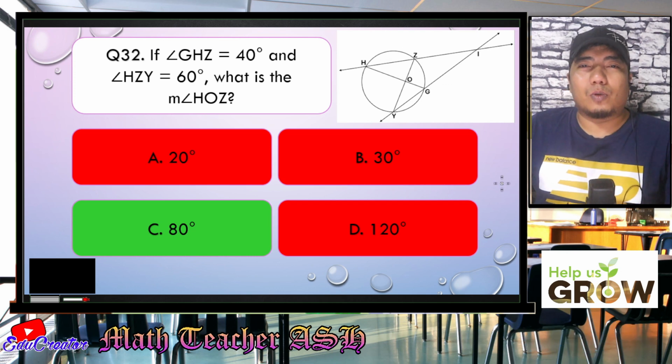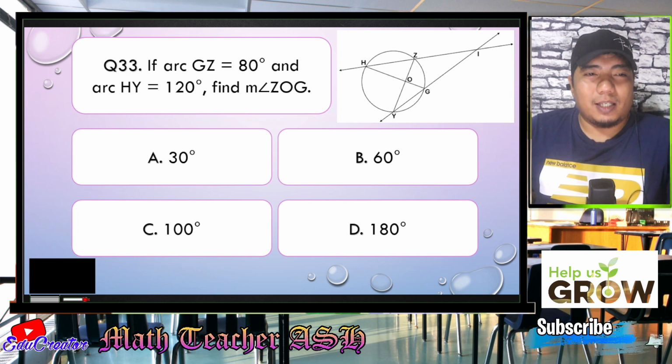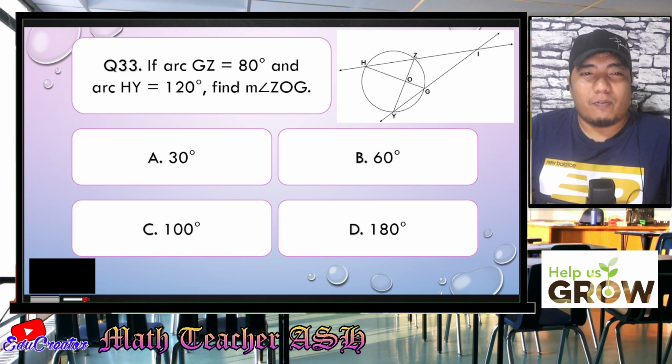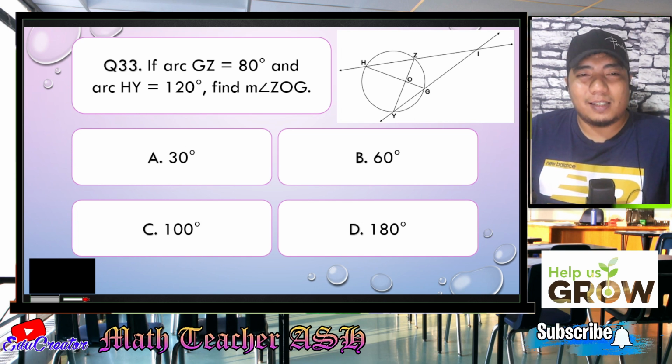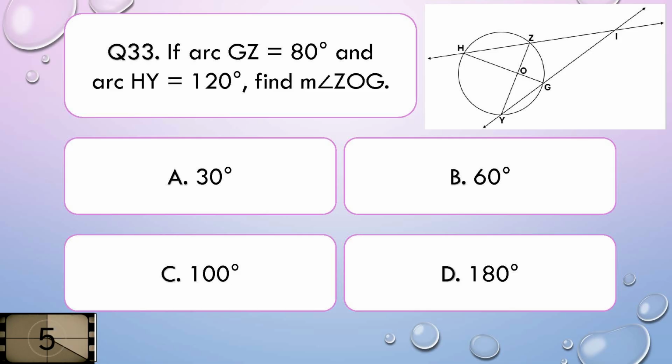Now let us go to question number 33. If arc GZ is equal to 80 degrees and arc HY is equal to 120 degrees, find the measurement of angle ZOG. Is it A, 30 degrees, B, 60 degrees, C, 100 degrees, or D, 180 degrees? I'll give you 5 seconds to think about your answer.